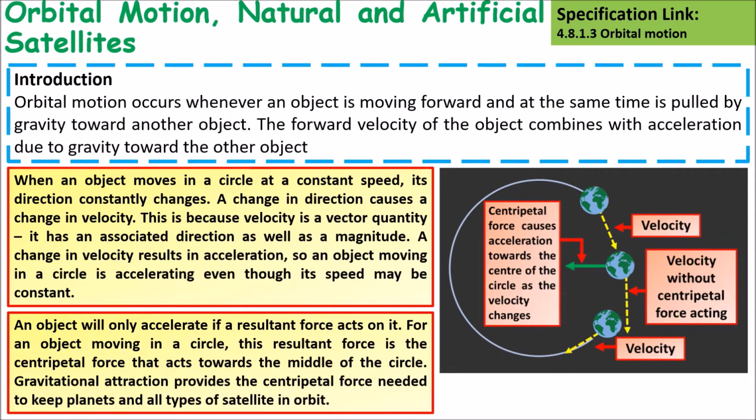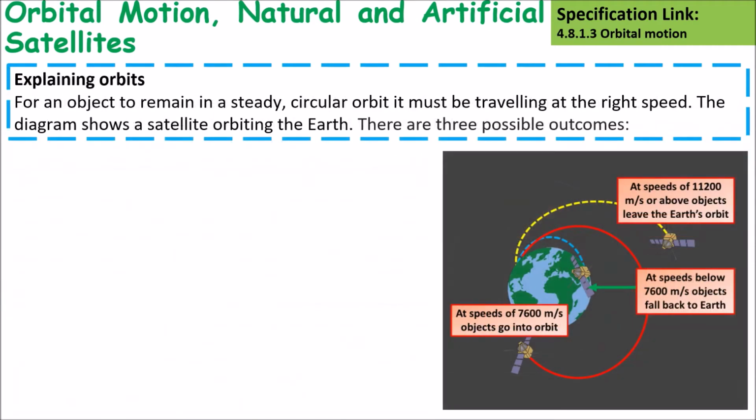So for an object moving in a circle, this resultant force is the centripetal force that acts towards the middle of the circle. Gravitational attraction provides the centripetal force needed to keep planets and all types of satellites in orbit. So, for an object to remain in a steady circular orbit, it must be travelling at the right speed.